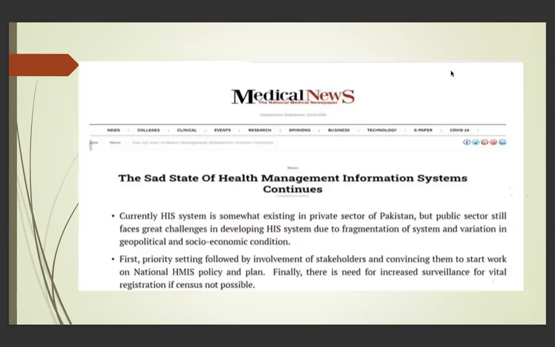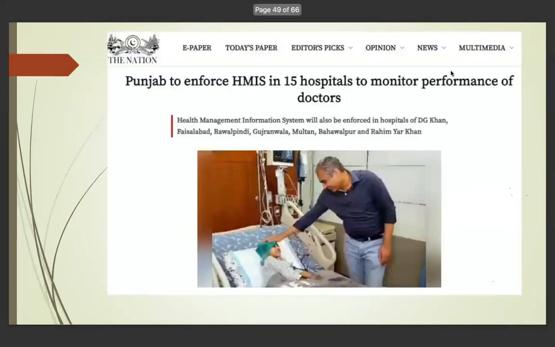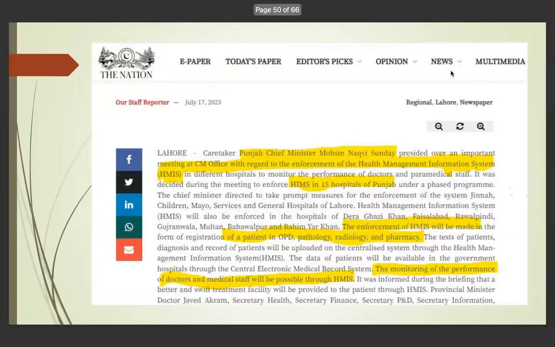It's a medical news item, which is very sad to know, that currently a HIS system somewhat exists in the private sector of Pakistan, but the public sector still faces great challenges in developing a HIS system due to fragmentation of systems and variation in the geopolitical and socioeconomic conditions. So recently, the Punjab government is enforcing HMIS. It's recent news that Punjab is to enforce HMIS in 15 hospitals to monitor performance of doctors.